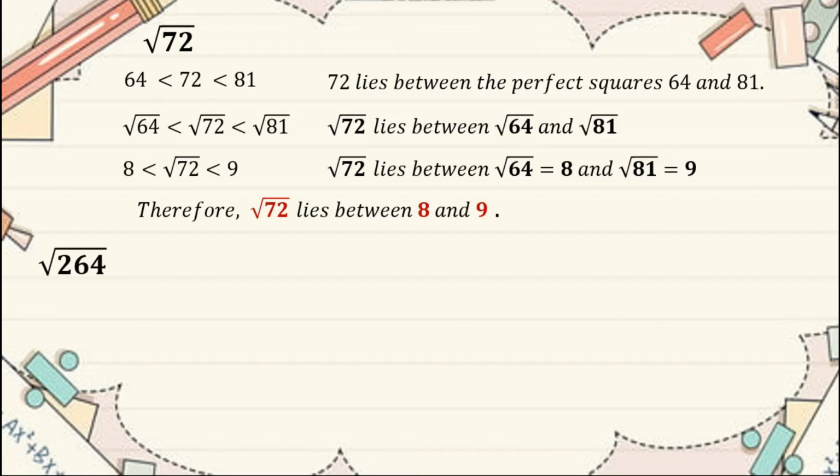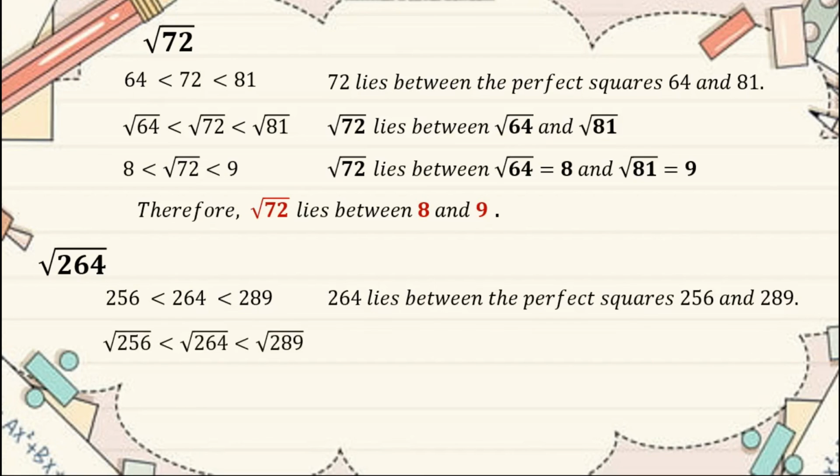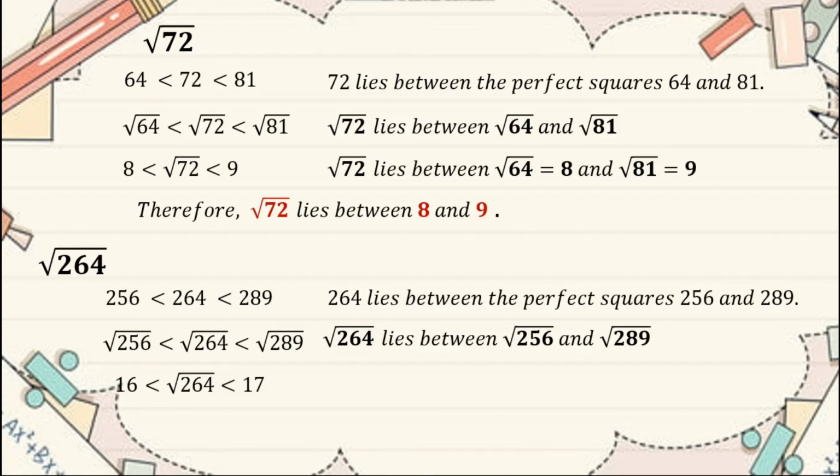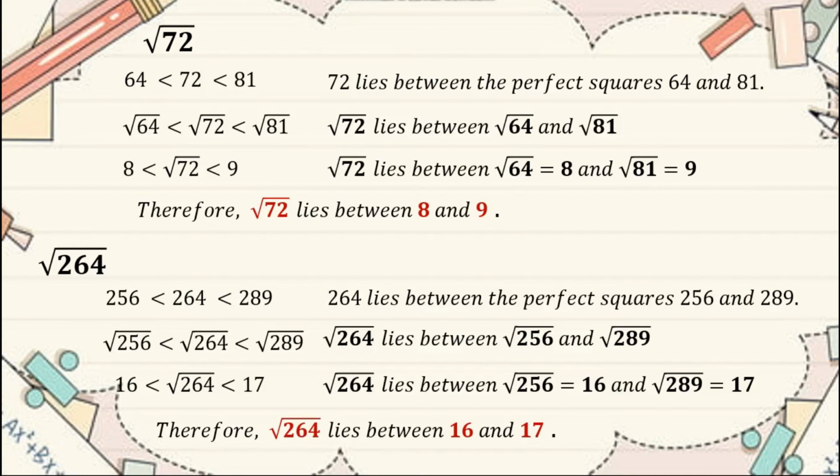How about the square root of 264? 264 is between the perfect squares 256 and 289, which means the square root of 264 lies between the square root of 256 and the square root of 289. The square root of 256 is 16 and the square root of 289 is 17. Therefore, the square root of 264 lies between the two integers, which are 16 and 17.